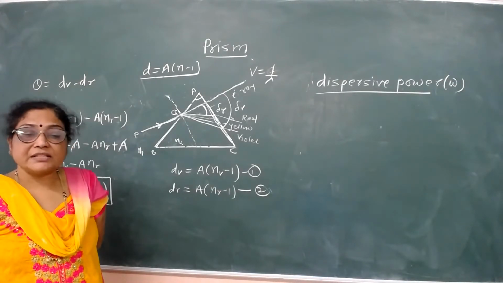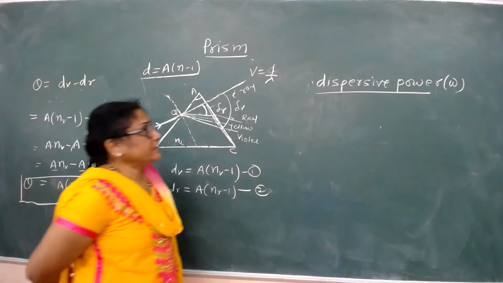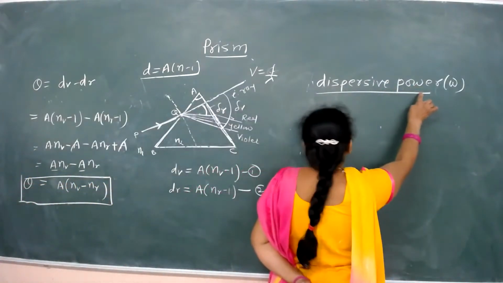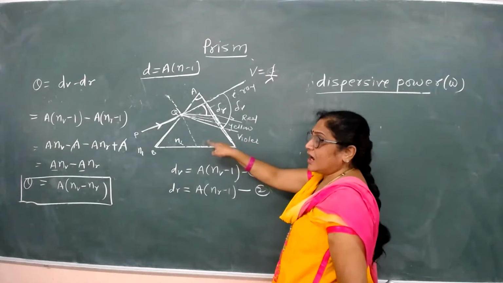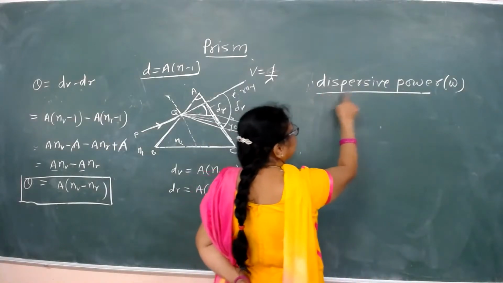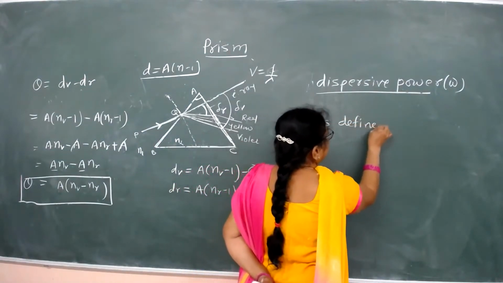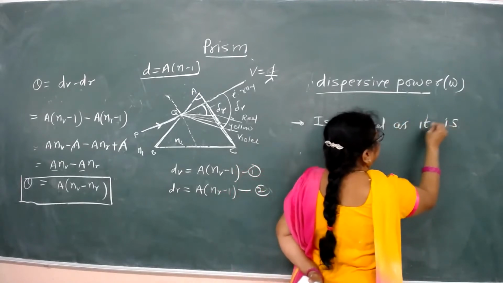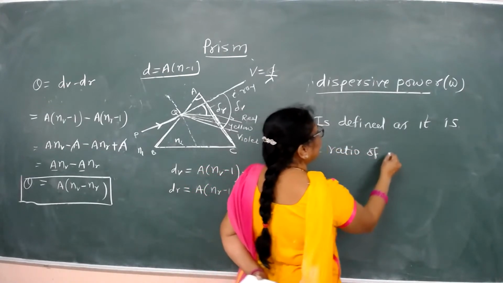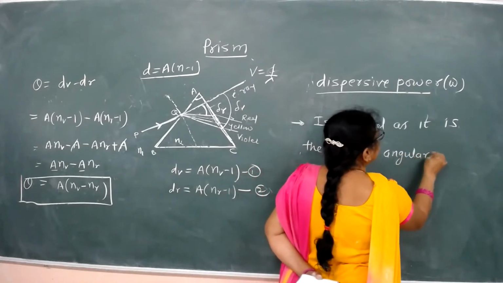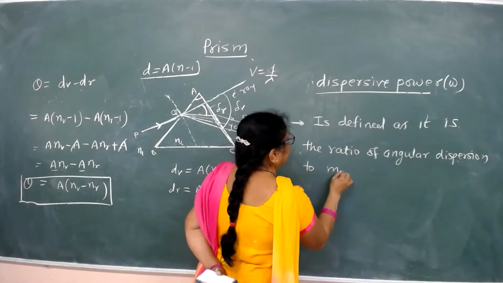Otherwise, dispersive power is also defined as the ratio of angular dispersion to the mean deviation. Dispersive power is the ability of the prism to split the composite ray of light into a number of colors. Mathematically, we express that dispersive power is defined as the ratio of angular dispersion to mean deviation.